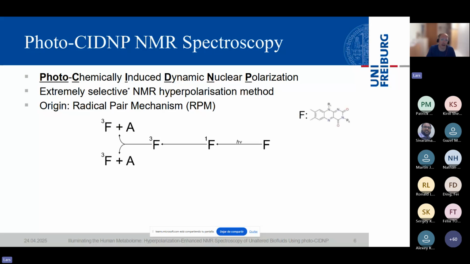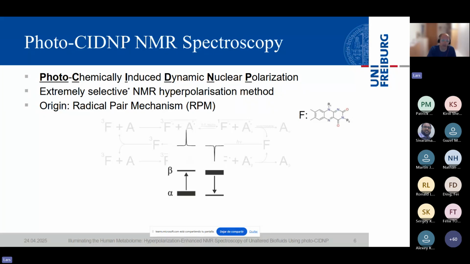As far as the origin of the hyperpolarization is concerned, there's this radical pair mechanism, which is mainly responsible, at least in solution, for the generation of the hyperpolarization. You normally start off with a photosensitizer or a dye molecule. In most cases, this is a flavin derivative. There are other dyes around these days, but we've been using the old-fashioned one, flavin mononucleotide, to start this photocycle, which eventually generates hyperpolarization in the substrate of interest.